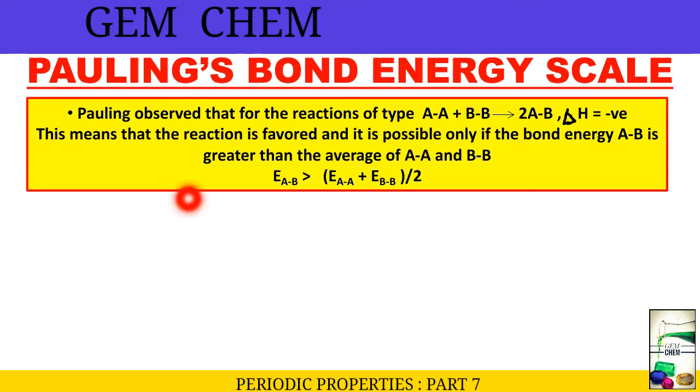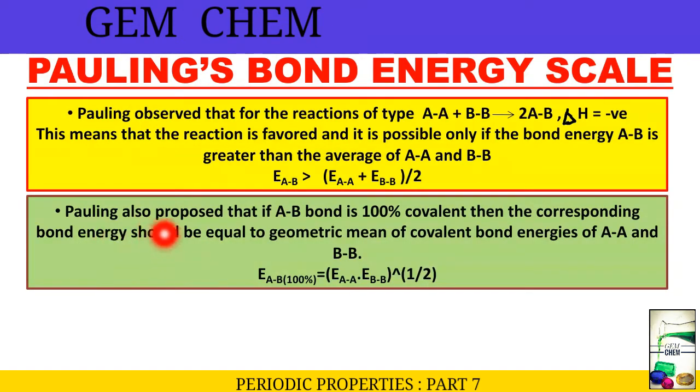First, what it states: Pauling observed that for reactions of the type AA plus BB to give 2AB, delta H is negative. Delta H negative means that the reaction is favored, and it is possible only if the bond energy of AB is greater than the average of AA and BB. So the energy of AB is much greater than the average energy of AA and BB.